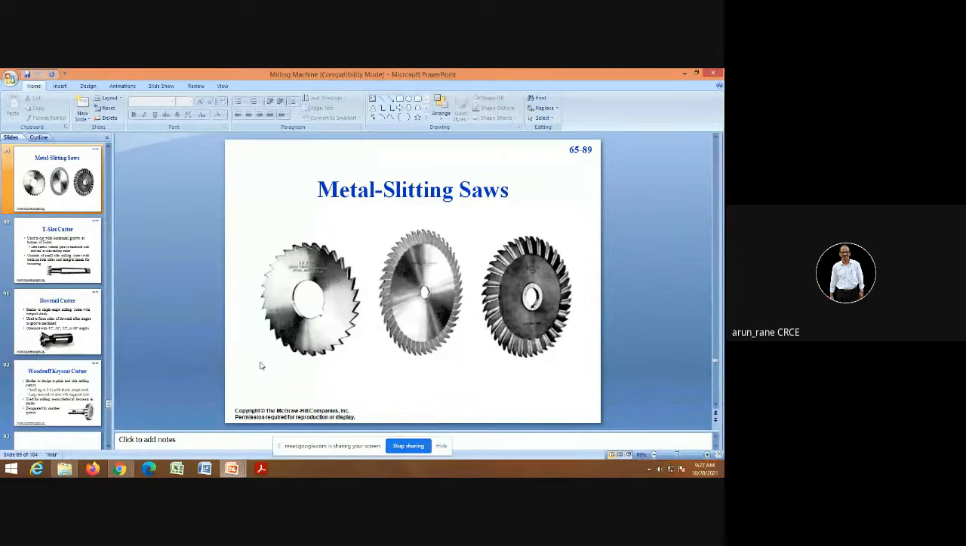So you have to be careful because the thickness is less, that is 3 mm only. So there are chances that if you operate it at higher cutting speeds and higher depth of cut or higher feed rates, then it may break off.